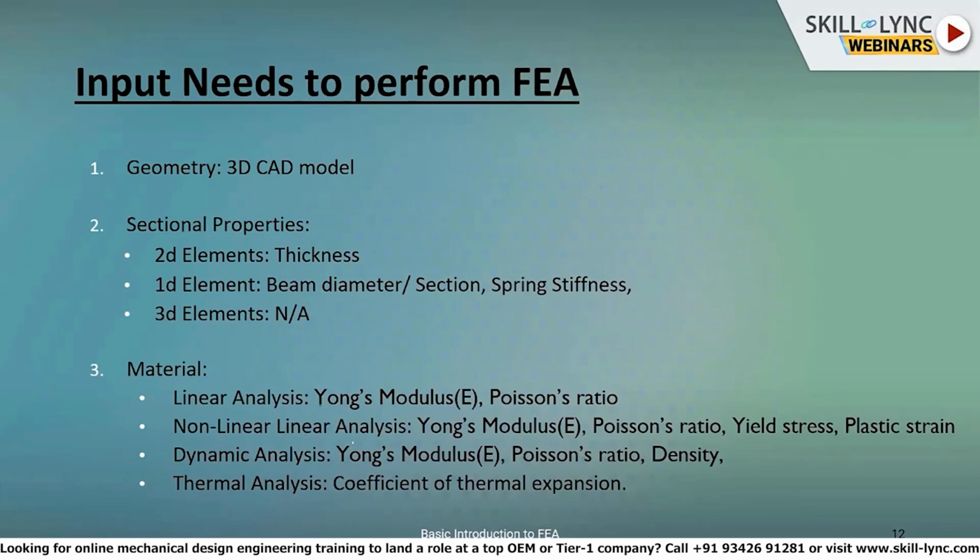Then for nonlinear analysis, we have to define Young's modulus, Poisson's ratio, yield stress, and plastic strain. For dynamic analysis, along with the Young's modulus and Poisson's ratio, you will also need the density, because in dynamic analysis you are also going to consider the effect of inertia, and for that density is important. So we have to specify the density when we are going for dynamic analysis. And then for thermal analysis, the basic property is the coefficient of thermal expansion, and for the boundary conditions you will specify the temperatures.